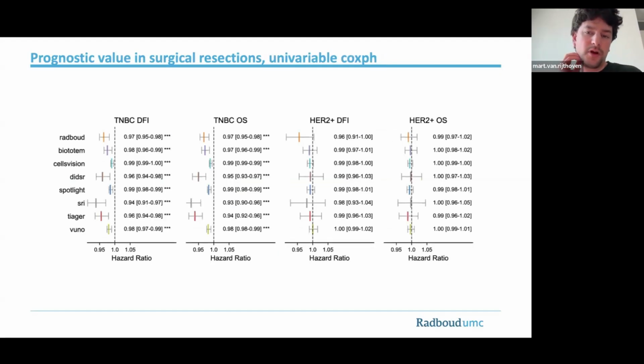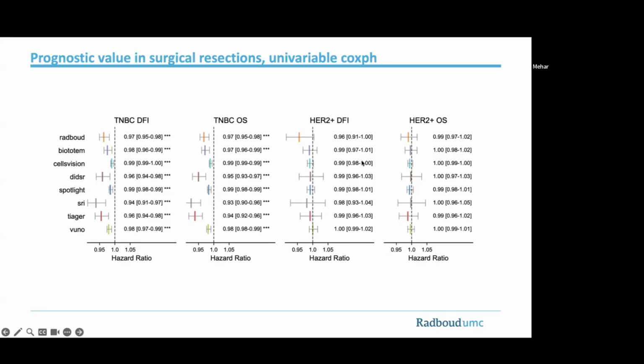Then we also did a Cox regression model. And here you see again basically the same story for DFI and OS, that all methods really have nice results for hazard ratio and confidence intervals that are all very highly significant for TNBC, but for HER2 plus, not the same result was obtained.